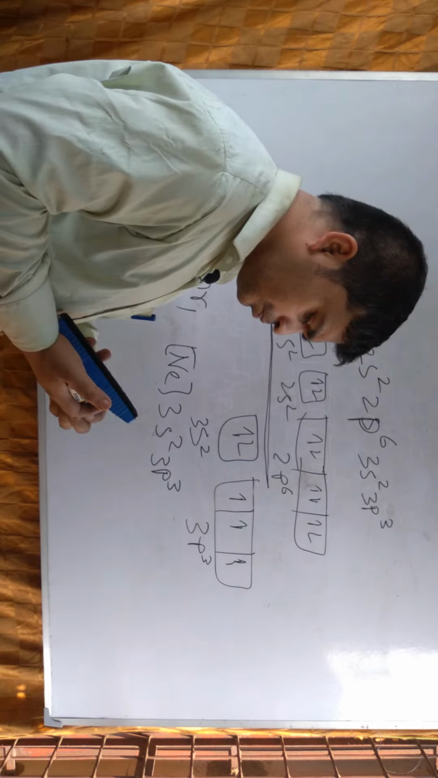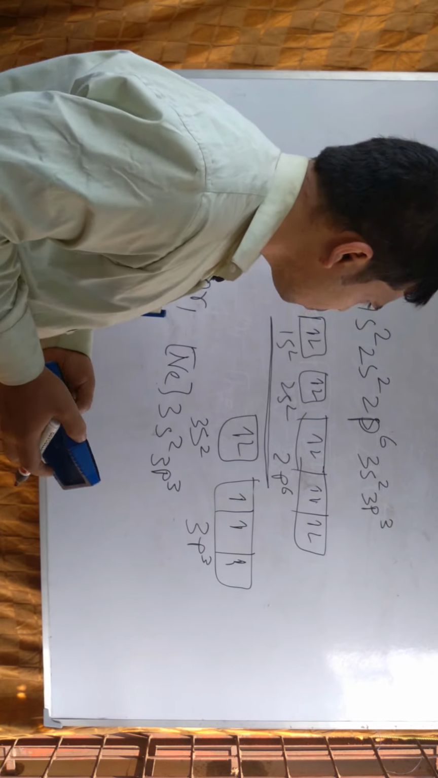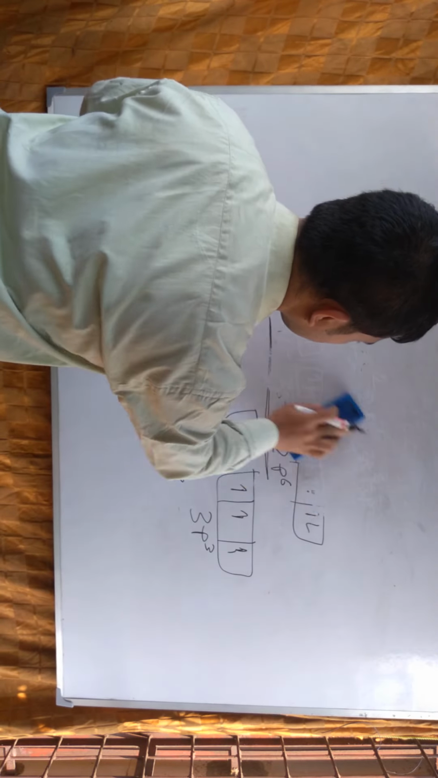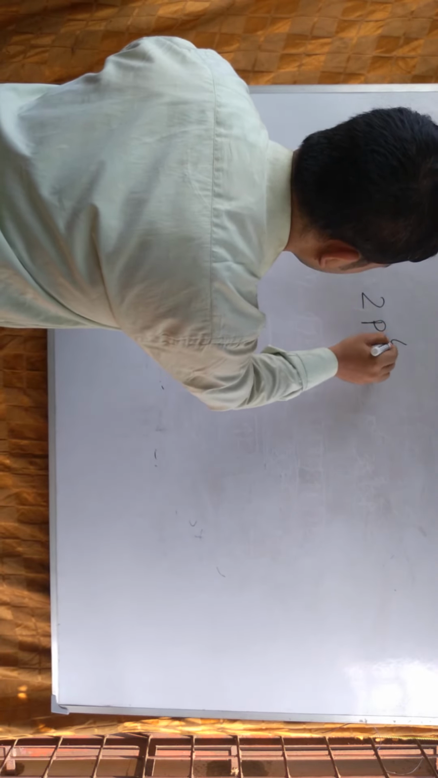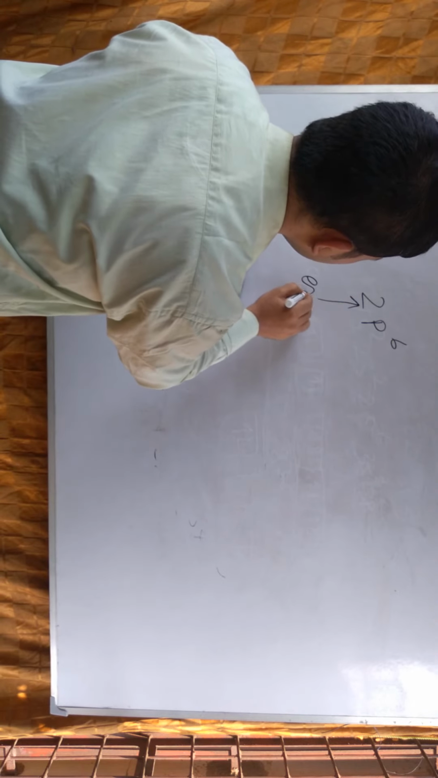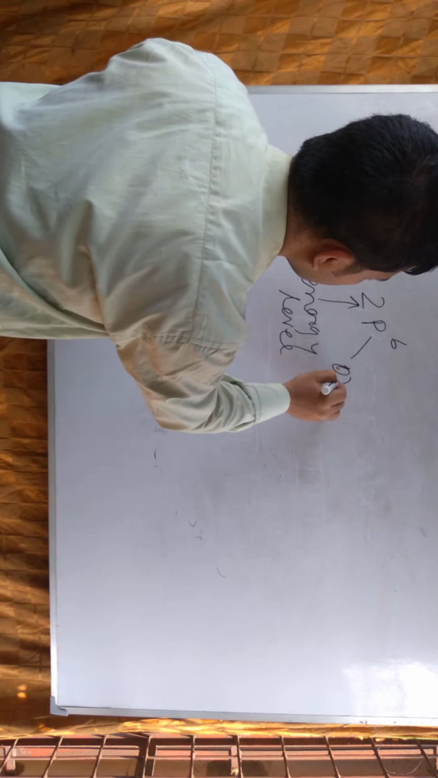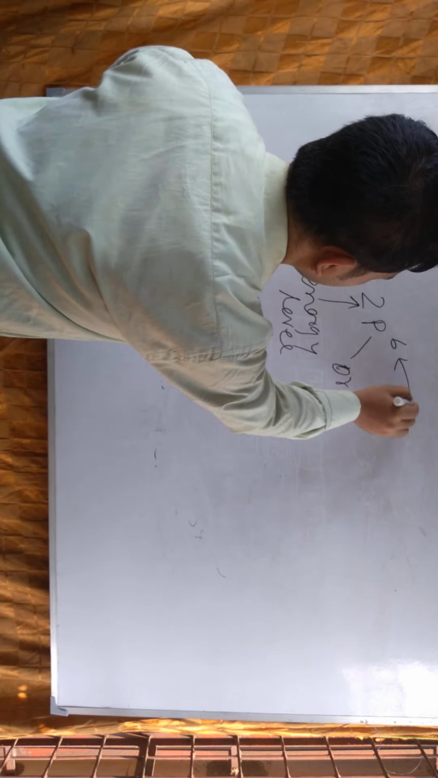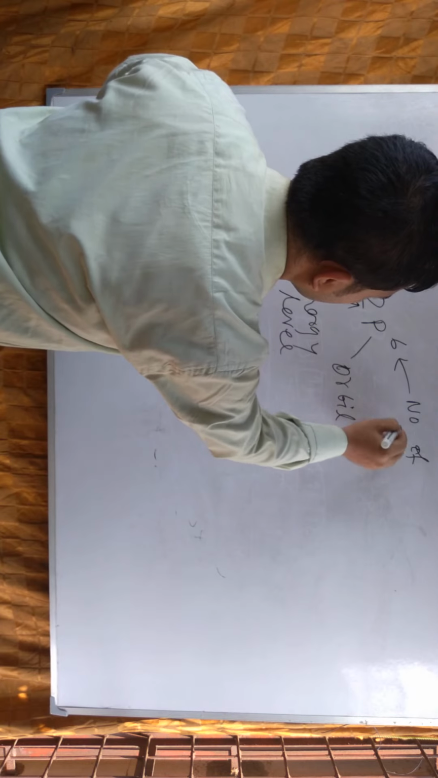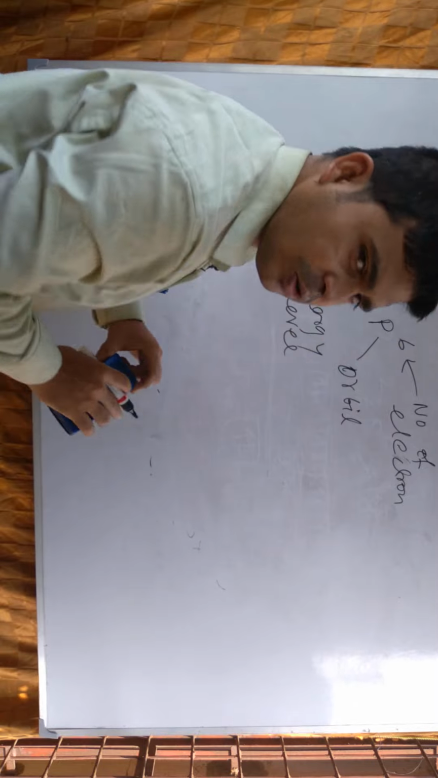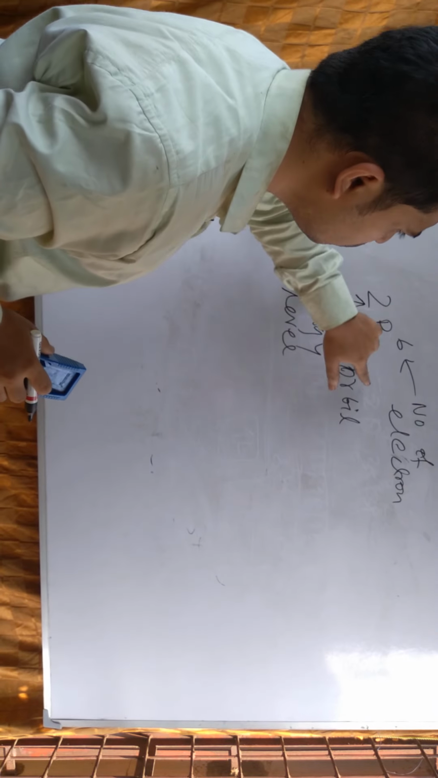So here one important point that we need to know: in 2p6, 2 is the energy level, p is the orbital and 6 is the number of electrons present in this orbital. So it is 2p6.